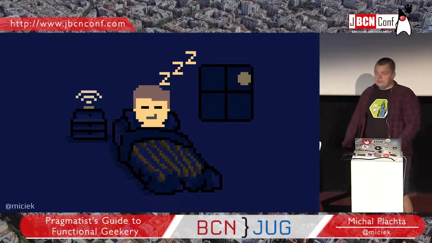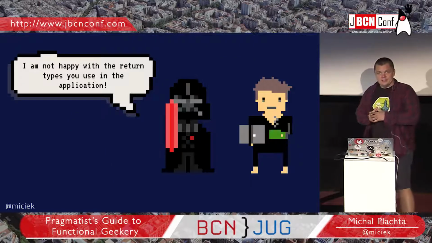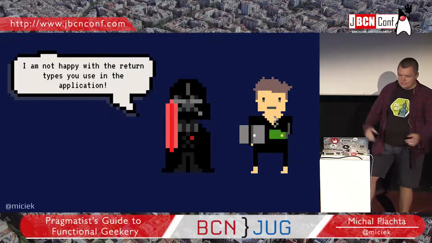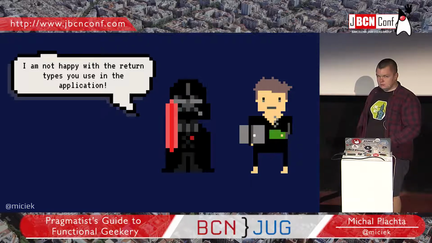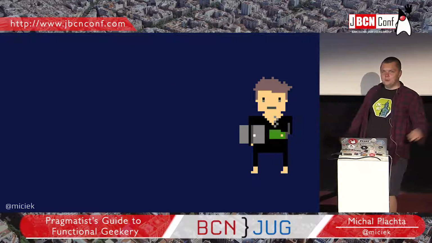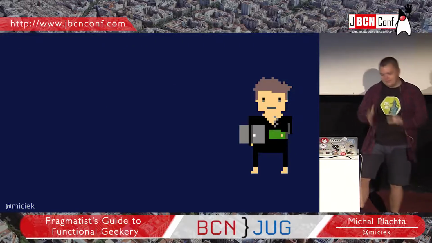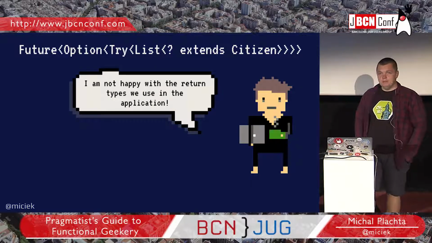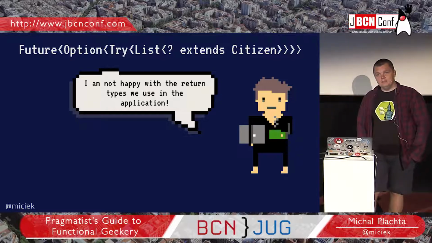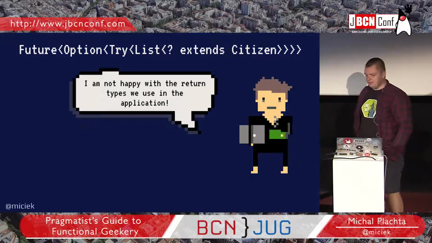But one night, our telephone starts ringing, and it's our client again. He's not happy. He files a bug report. I'm not happy with the return types you use in your application. Okay, then suddenly we wake up, and it turns out it's just a nightmare. Cool, but then we start having second thoughts. Maybe this was a sign. Maybe we shouldn't be using such cryptic return types in our application.